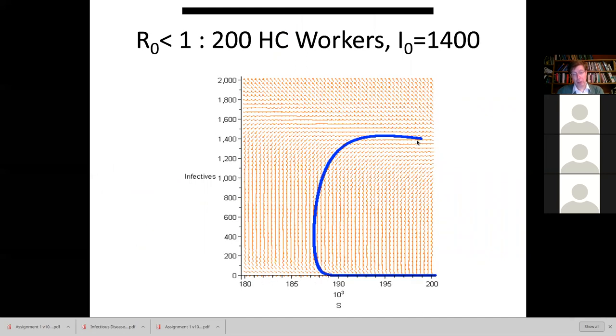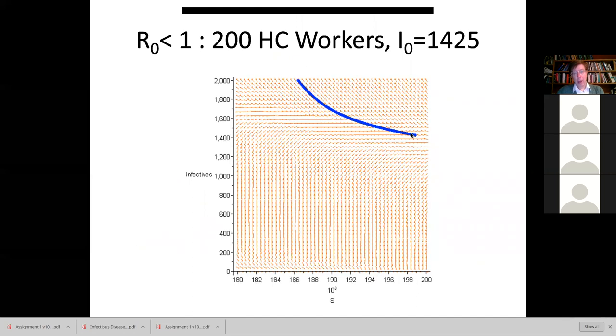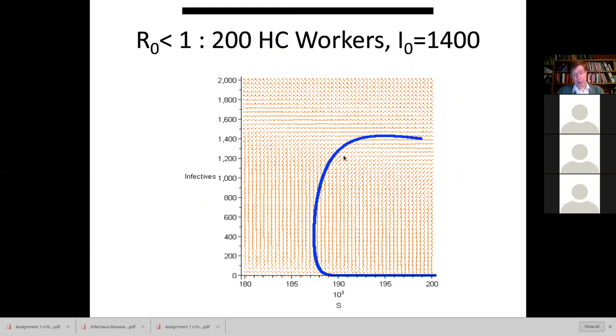We have these multiple basins of attraction where, for example, if we have fewer infectives initially, and a certain number of healthcare workers, we may be able to contain a bug, and it will start up here in the upper right, and it will travel. This is what's called a state space diagram. We have susceptibles on the x-axis and infectives on the y-axis, the vertical axis. And starting with a situation with lots of susceptibles and this number of infectives, 1,400, we'll get a slight spread, but then it will be brought under control.